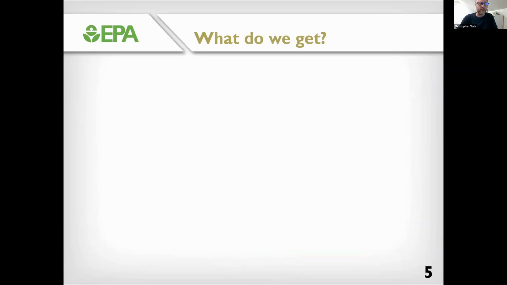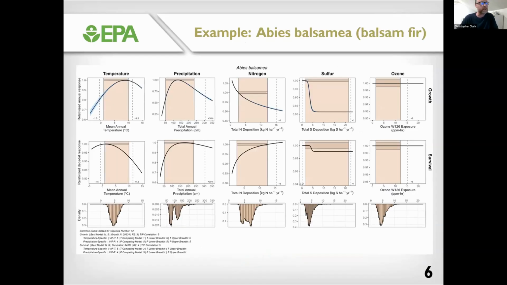So what do we get? We do the simulated annealing for all these species, and I'm just going to show you one species to decompose it so you can get a feel for what these curves actually look like. This is an example for Abies balsamea, where I'm showing the growth curves at the top, the survival curves in the middle, and then the histograms of the data at the bottom.